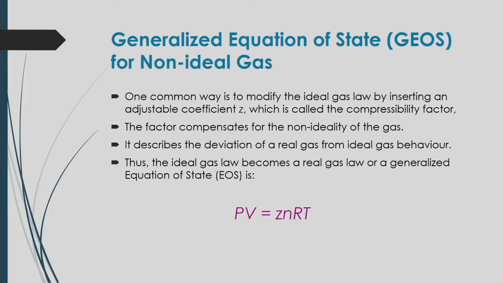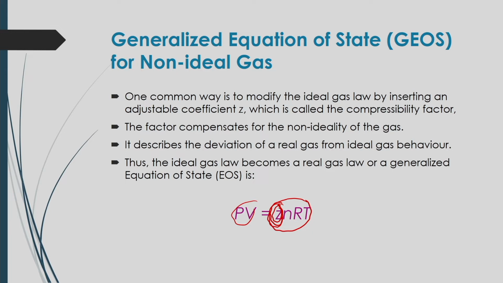One common way is to modify the ideal gas law by inserting some adjustable coefficient, called Z. This Z is called the compressibility factor. Now, you know the ideal gas equation is PV equals nRT. Here on the right hand side we are just multiplying by one factor, Z. It is called an adjustable factor, and this compressibility factor you get from the real gas behavior, and based on it you can say what the pressure and volume should be. It will give you the corresponding PV data for the real gas.